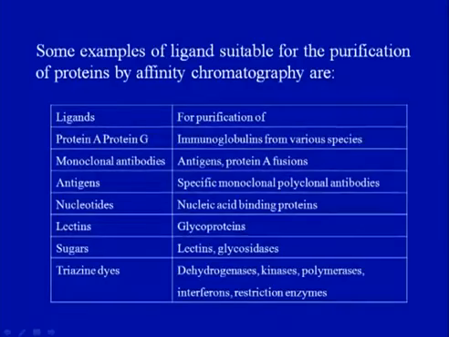Some typical examples of ligands suitable for the purification of proteins by affinity chromatography are, as you can see on your screen, protein A or protein G, which could be utilized for immunoglobulins, monoclonal antibodies for different kinds of antigens, nucleotides for nucleic acid binding proteins, lectins for glycoproteins, sugars for lectins and glycosidases, and likewise you can use a lot of different combinations. So, one was specificity, which is very important.